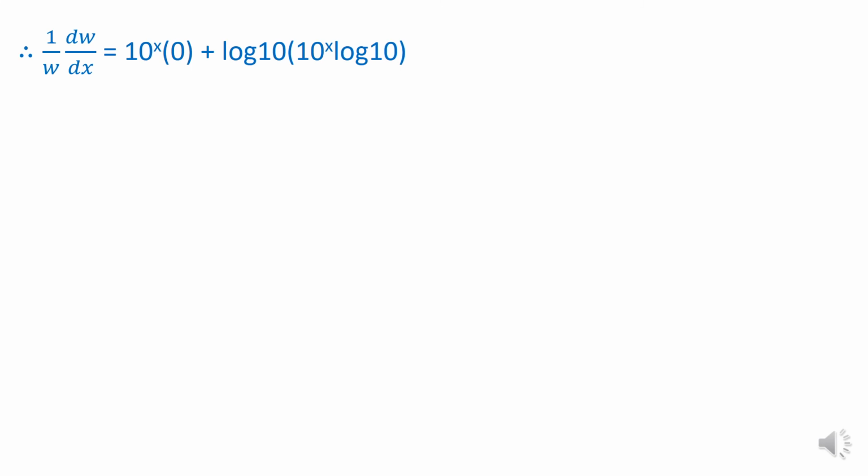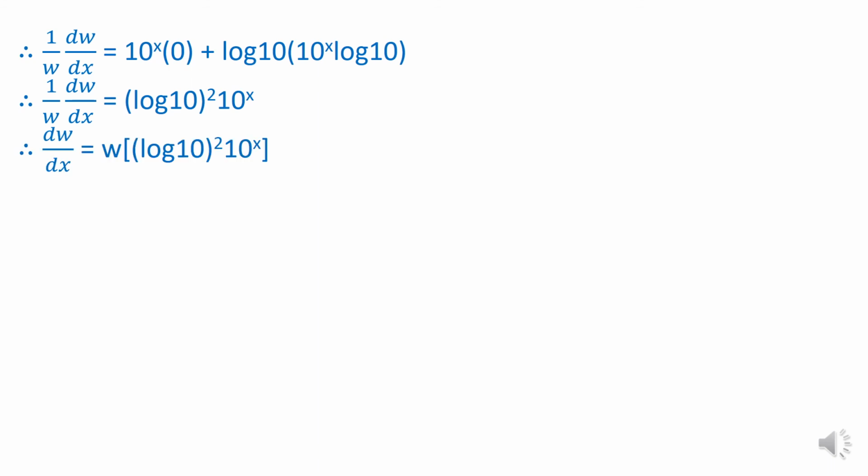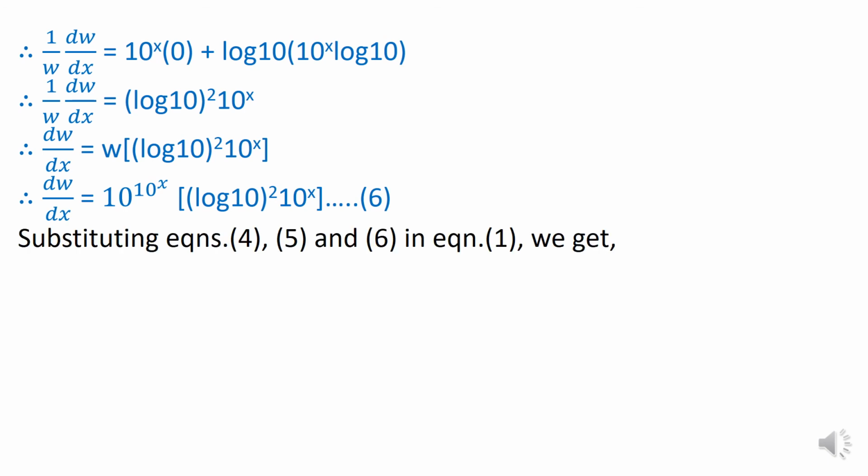So the second term becomes log 10 into 10 raised to x log 10. So over here the formula used is the a raised to x formula. The derivative of a raised to x is a raised to x log a. So the derivative of 10 raised to x is 10 raised to x log 10. Thus the term becomes like so. We realize that there are two log 10 terms which are multiplied. So log 10 the whole square into 10 raised to x we get on the RHS. Thus dw by dx becomes w into the whole term, and we substitute the value for w and thus get our sixth equation.